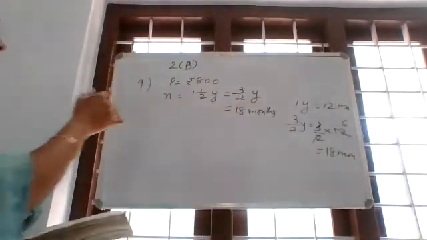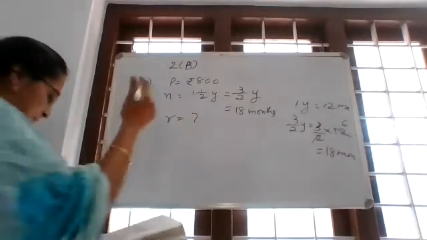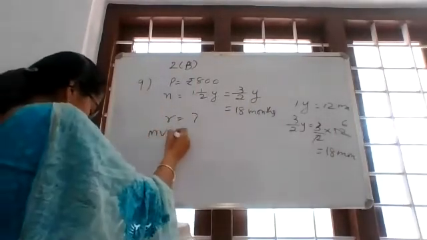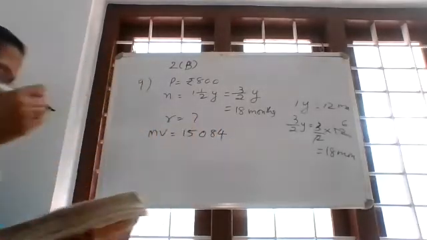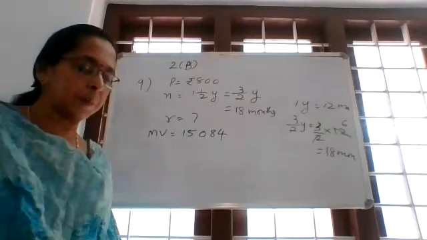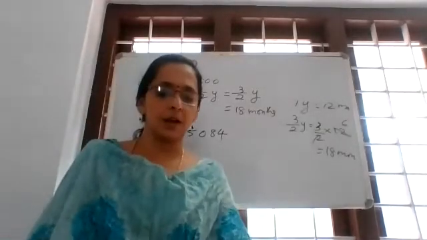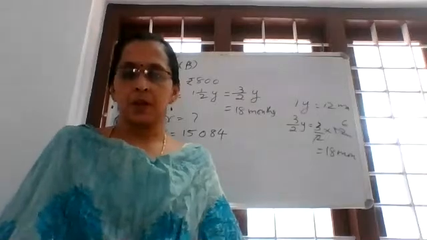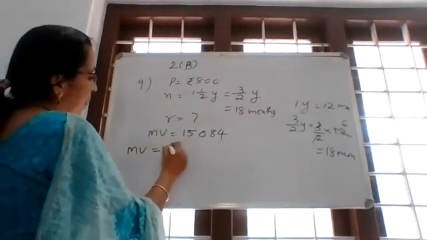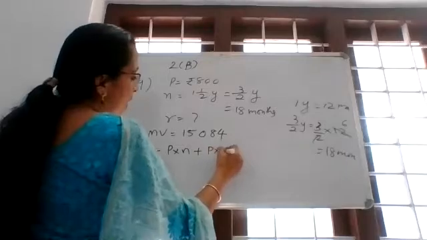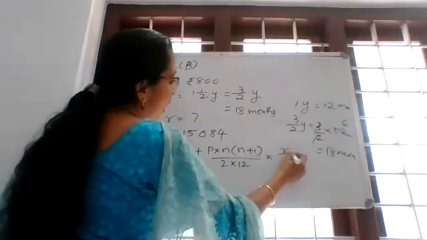Next, R we want to find out. He received a maturity value of 15,084 rupees at the time of maturity. Find the rate of interest per annum. So write the formula for finding the maturity value. Completed, all of you? Yes, ma'am. MV is equal to P into N plus P into N into N plus 1 divided by 2 into 12 into R by 100.